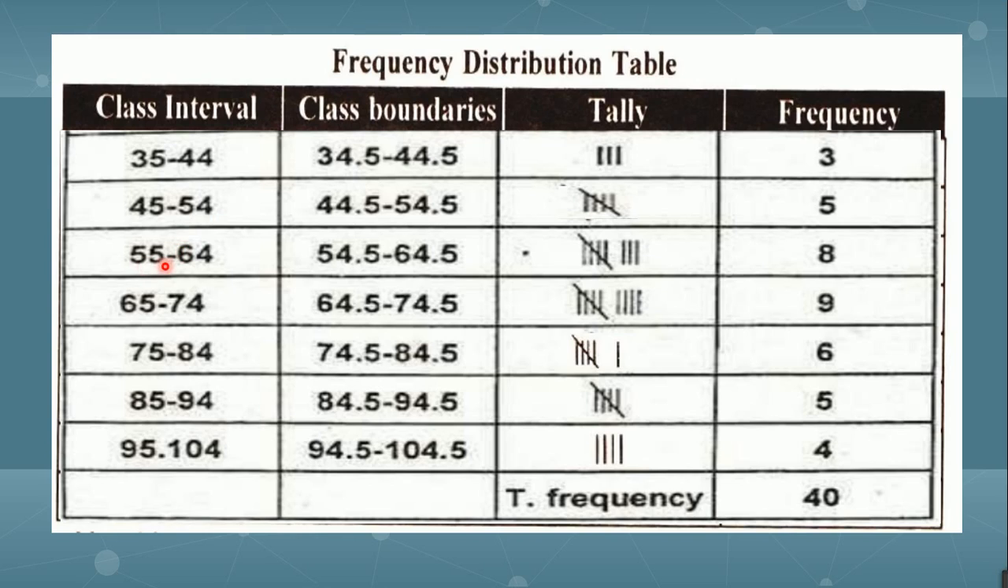And similarly 55 to 64, 65 to 74, 75 to 84, 85 to 94, 95 to 104. So these are the 7 classes and their size is 10.